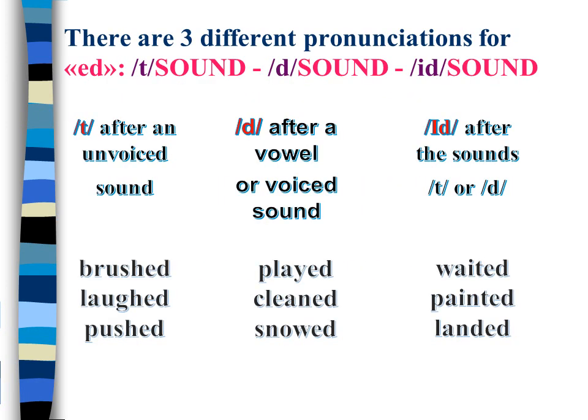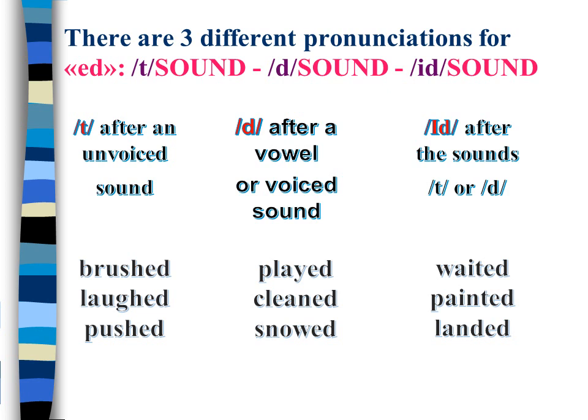Now, another thing about regular verbs. There are 3 different pronunciations for ed. We have 3 sounds that you need to remember, all right? You need to take into consideration. So you have T sound, D sound, and ID sound.